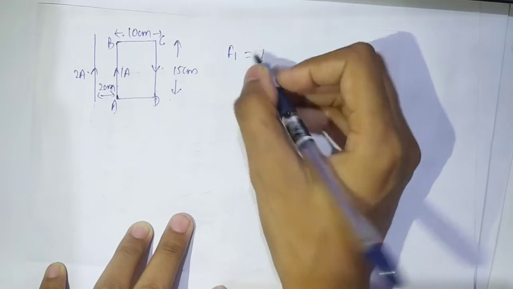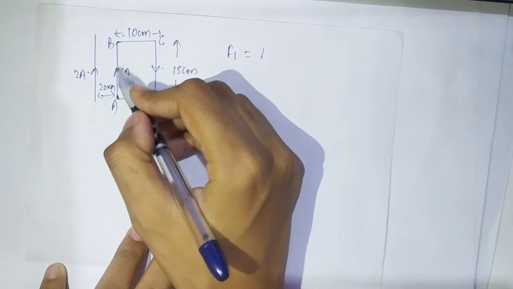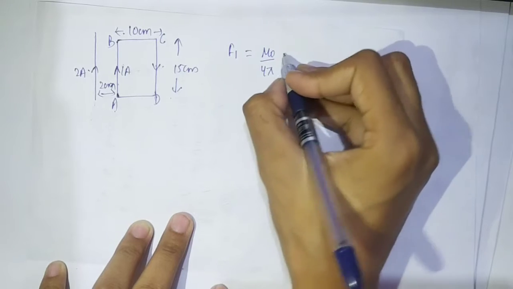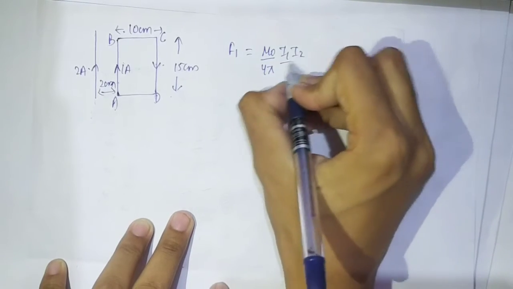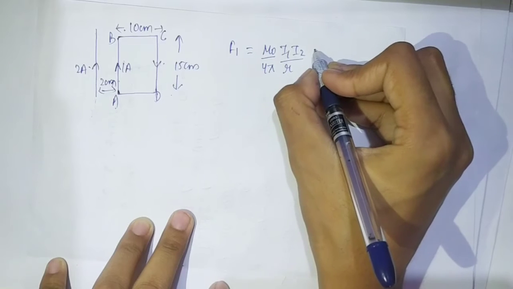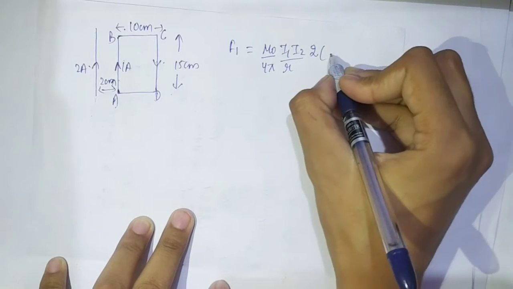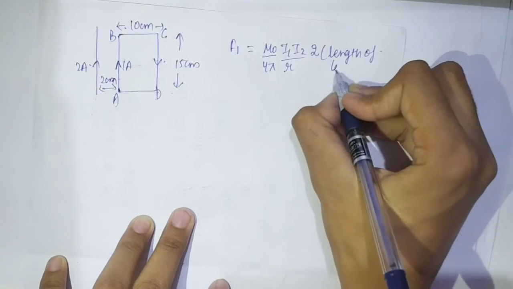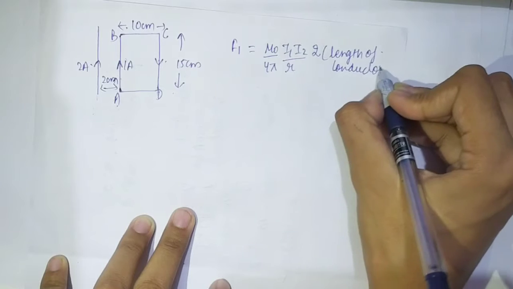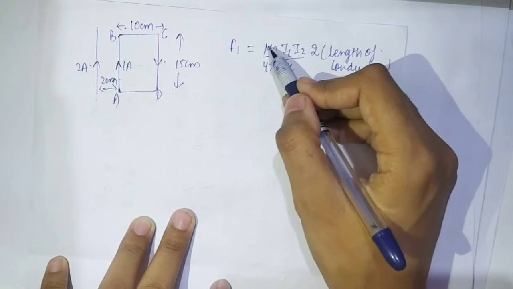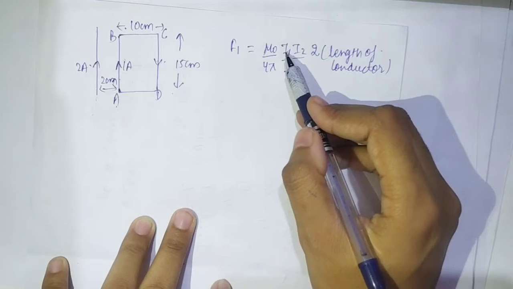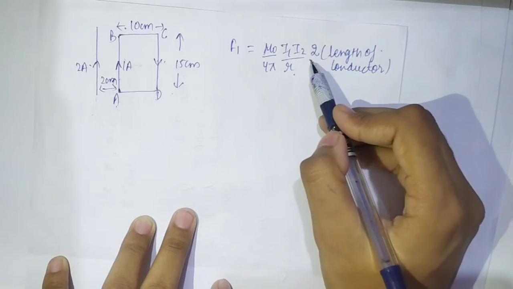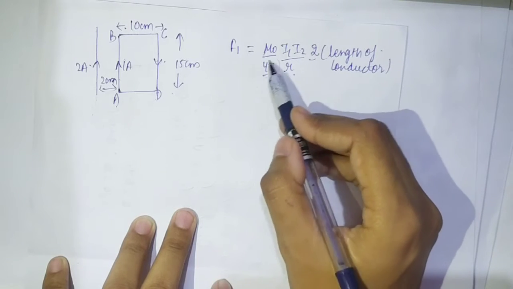We already know the force on two parallel current carrying wires: it will be mu naught divided by 4 pi, I1 I2 divided by R, and here we will have multiplication by 2 and into the length of the conductor. We know the formula will be mu naught divided by 2 pi R, I1 I2 into the length of the conductor. We have multiplied this by 2 and divided it by 2 as well, so we have got 4 pi here.